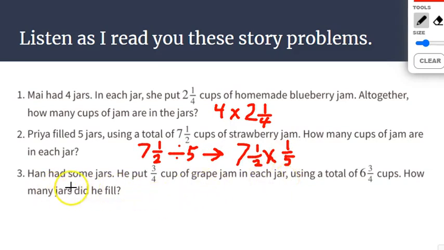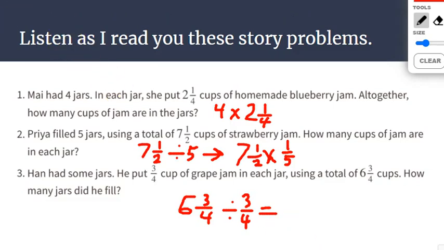What about here? Han had some jars. He put 3/4 cup of grape jam in each jar using a total of 6 3/4 cups. How many jars did he fill? So now we have a total of 6 3/4, and we're going to break that up into 3/4 cup jars and find out how many we make in there.